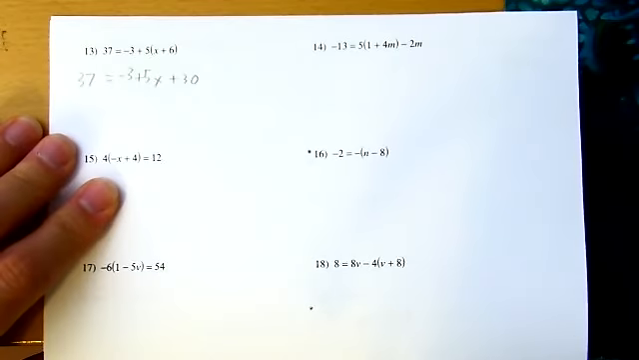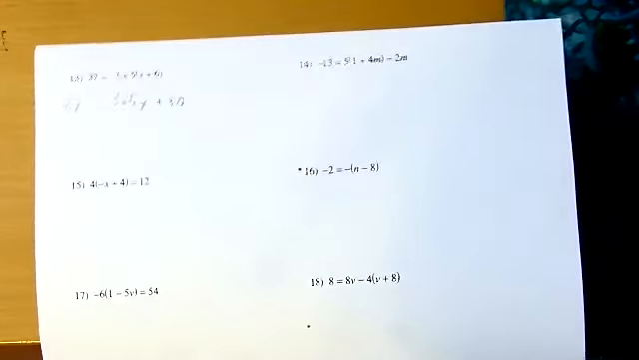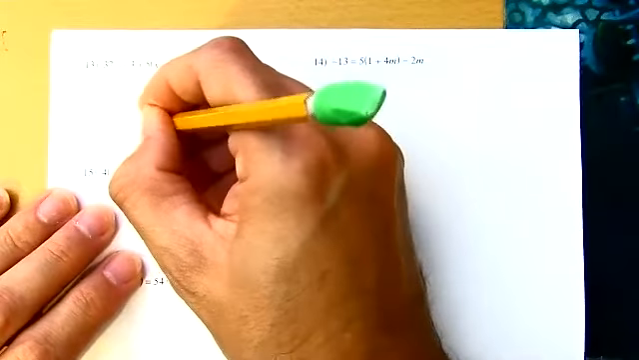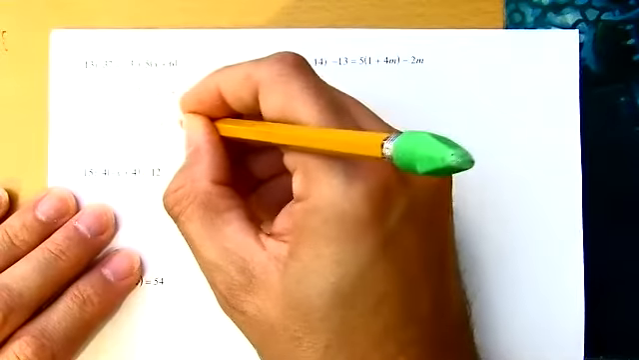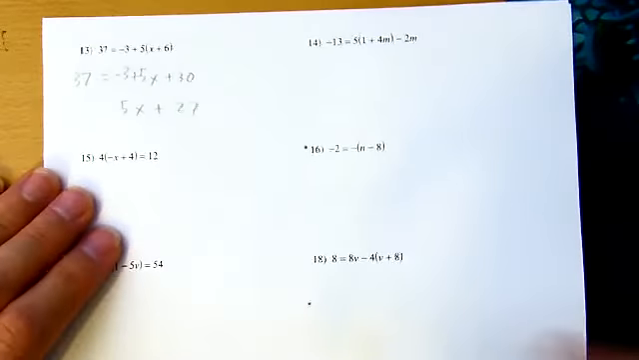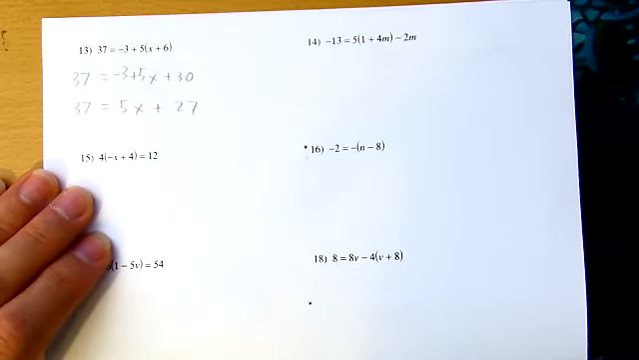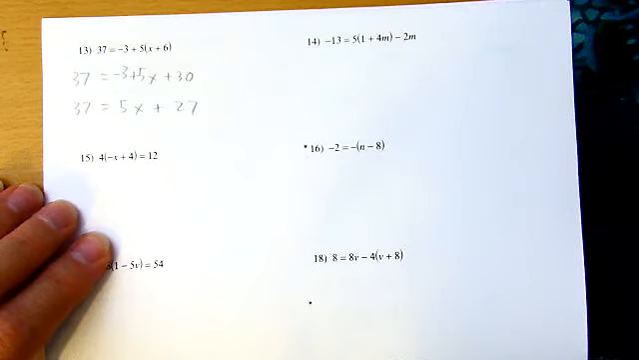Now you would combine your like terms. So 30 and negative 3 get combined. So 30 minus 3 is 27. I'm going to put my 5x first, my 27 second. That glare seems like it's getting worse. Equals 37. Now you've got a two-step problem. You should be able to finish that on your own.